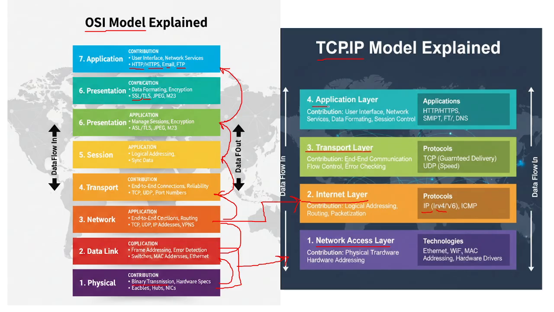The last layer in the TCP/IP model is the application layer, and it contributes the user interface, network services, data formatting, and session control. If you want to map it with the OSI model, the transport layer can be mapped to the transport layer of the OSI model, and the application layer consists of the remaining layers like session, presentation, and application, which can be mapped to the application layer.